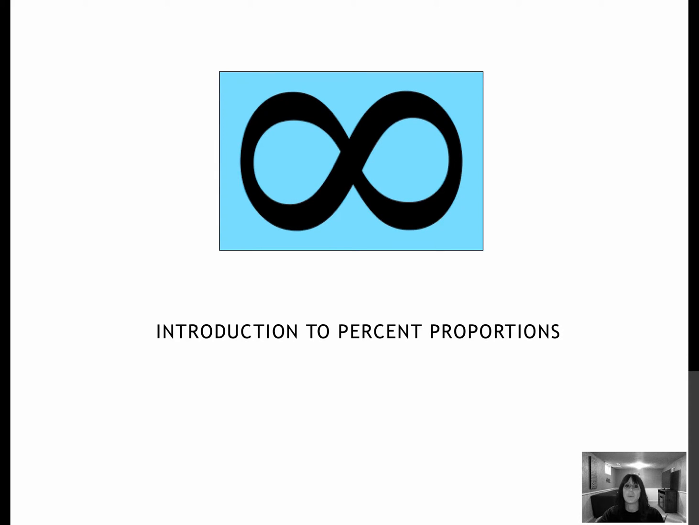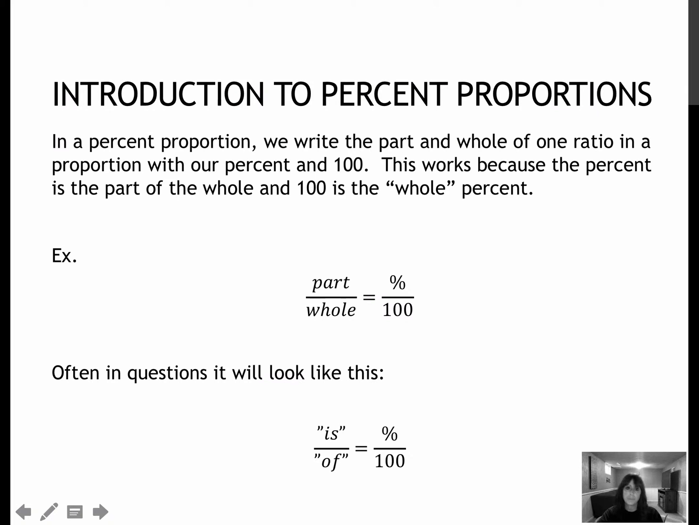Now that we're familiar with proportions, it's a good idea to understand the percent proportion. The percent proportion is just a proportion where one of our ratios is the percent over 100, because percent means per 100. So it's important to understand that when we write our proportions, typically we'll write part over whole. So the part would be the percent, and the whole would be 100%. That would be like all of what we're supposed to have. So we would write that part over whole is percent over 100.